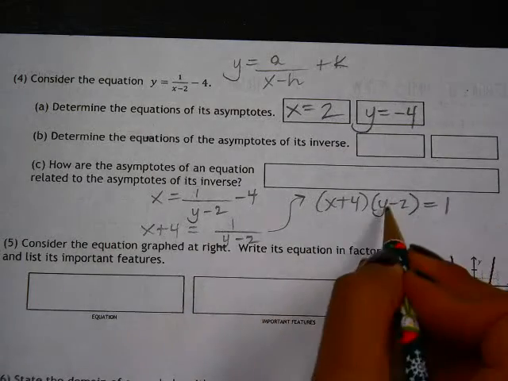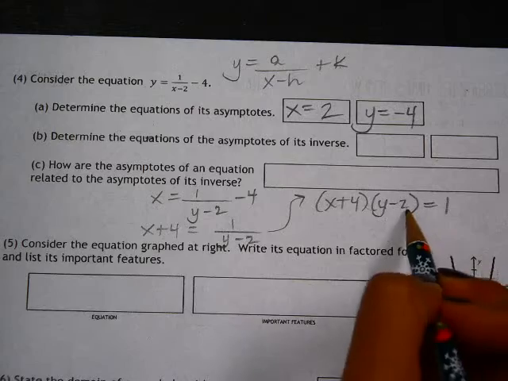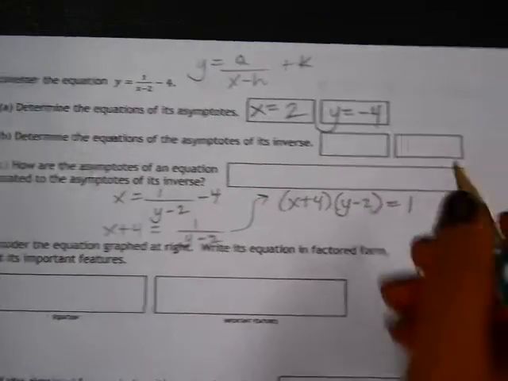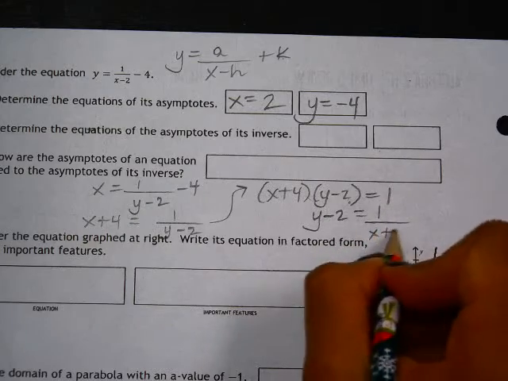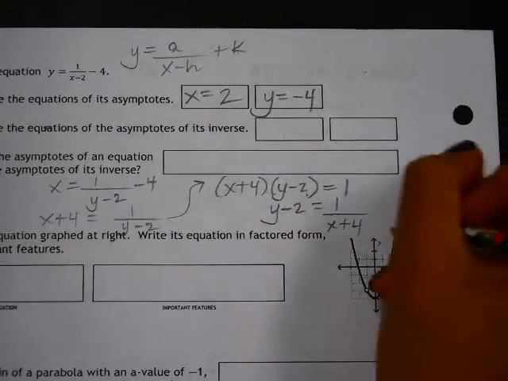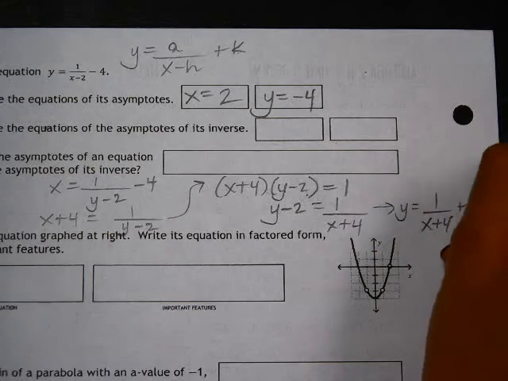And since we're trying to isolate the y, it would be counterproductive to try to distribute here because we'd get farther away from getting y isolated. So rather than doing that, we can divide by x plus 4. So then we actually end up with another hyperbola with different asymptotes.